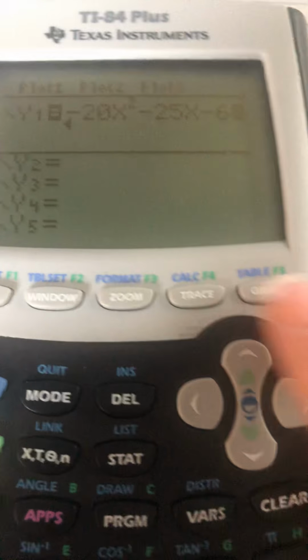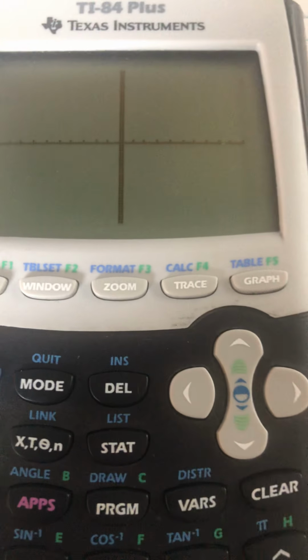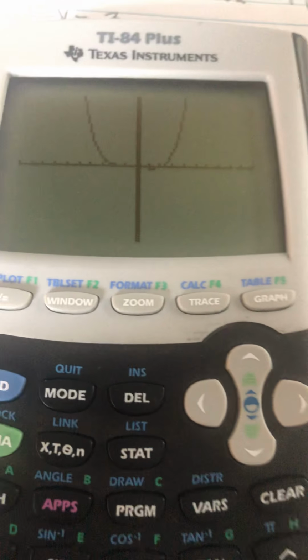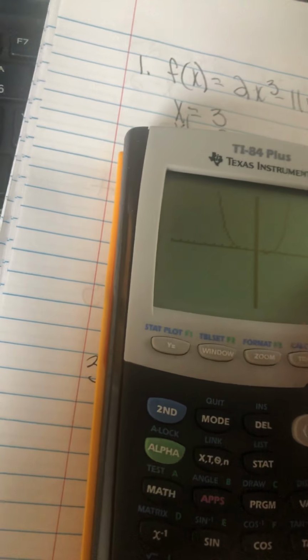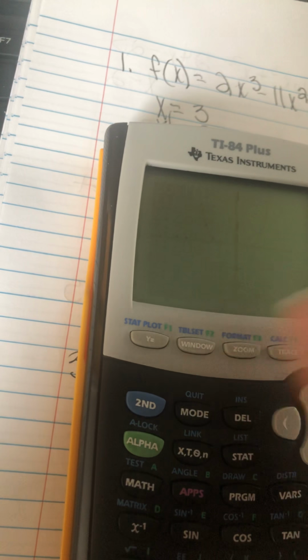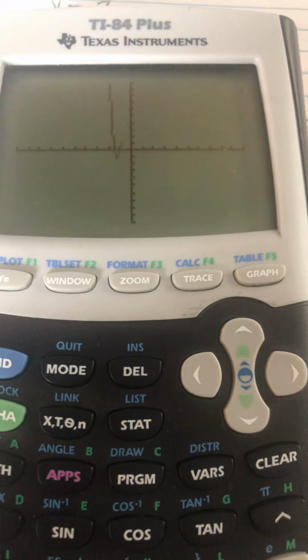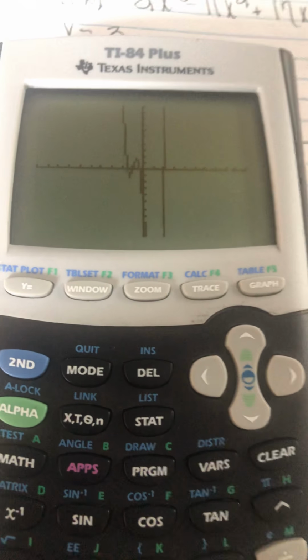If you want to, you can go ahead and graph the function. Now, the last graph I used, if you're able to do this, I just went to Zoom and put in 6 for a normal graph, and we'll see what it looks like. Okay, so we can kind of see it here.